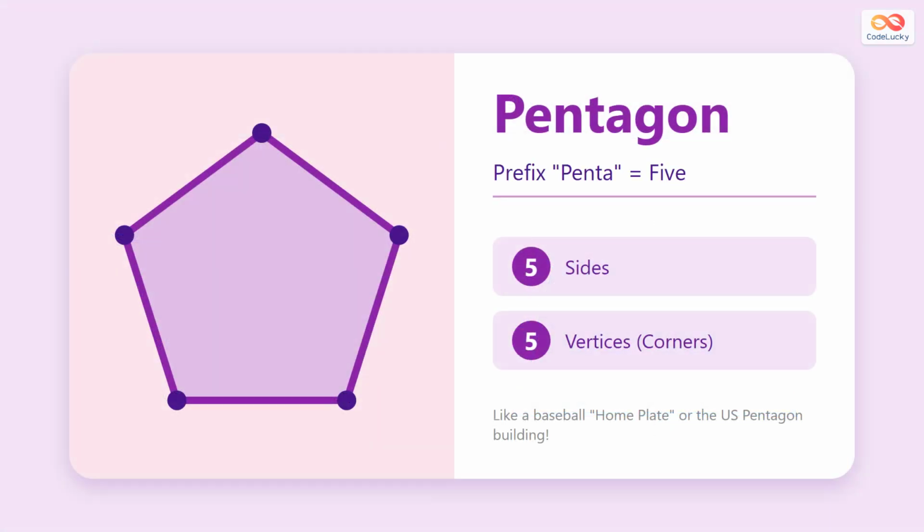Moving on to 5 sides, we have the pentagon. Penta means 5. A classic example is the shape of a home plate in baseball. It has 5 sides and 5 corners.